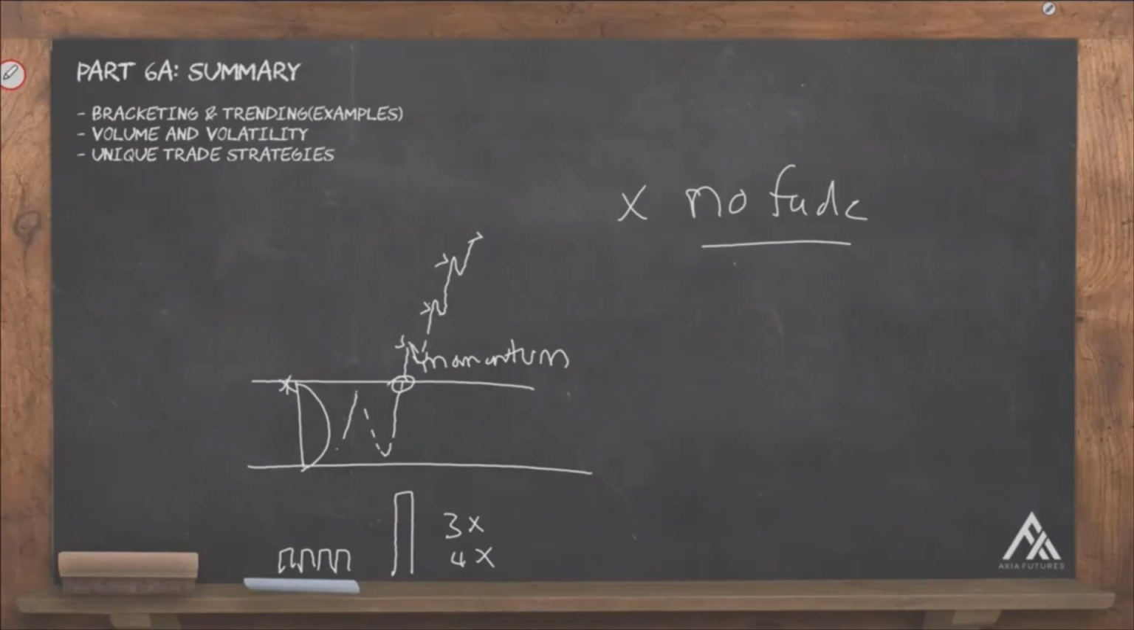So that would be our unique key strategy when we break out of a bracket, or a market that's been bracketing for maybe a few auctions or even a few days. The key is we want to see volume and, note, volatility on the break above that trigger point. So that's our key unique trade strategy that we're going to deal with in part 6A. Go and complete the rest of part 6, and we'll see you again for the Blackboard series in part 6B.